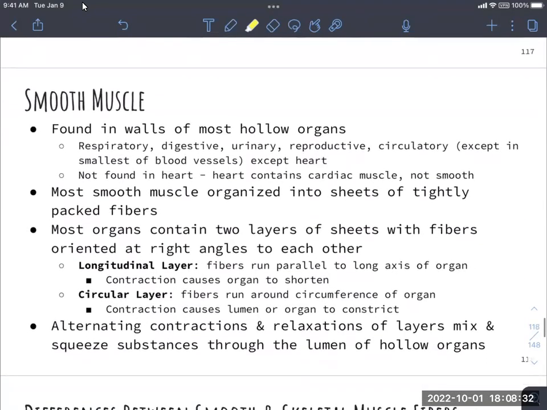So now that we've spent over 100 slides talking about muscle, skeletal muscle, let's look at smooth muscle. As we stated at the beginning of part 1, our smooth muscle is found in the walls of most hollow organs, like our respiratory system, digestive system, urinary system, reproductive system, circulatory system, except the small blood vessels. And we don't have smooth muscle in our heart.